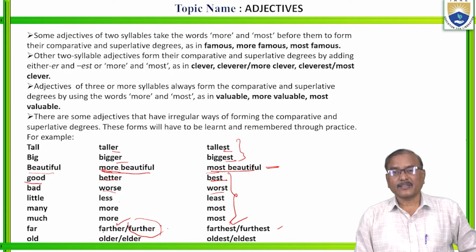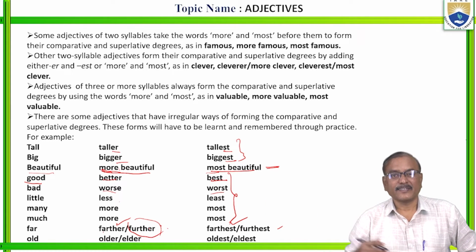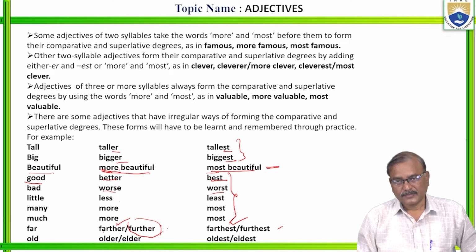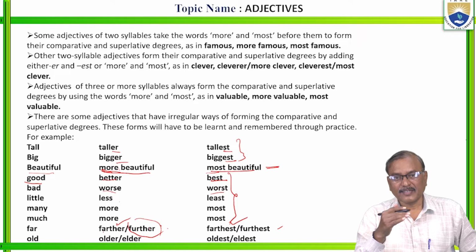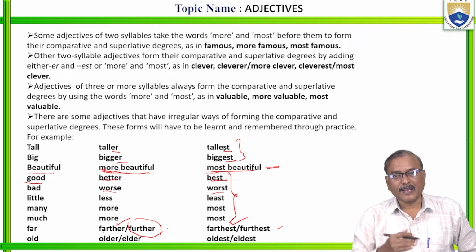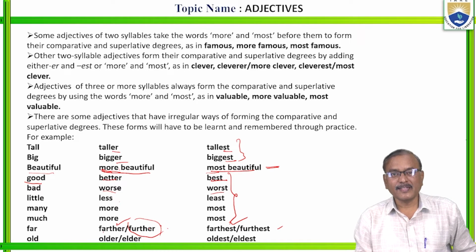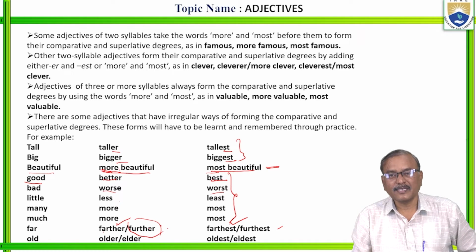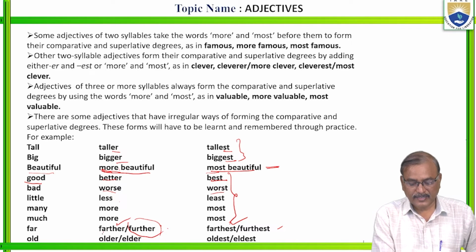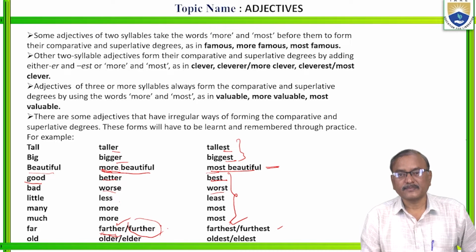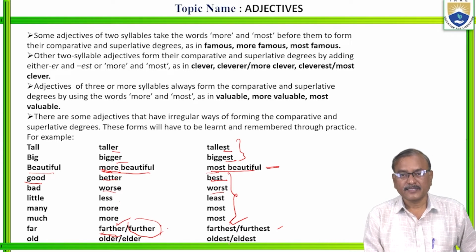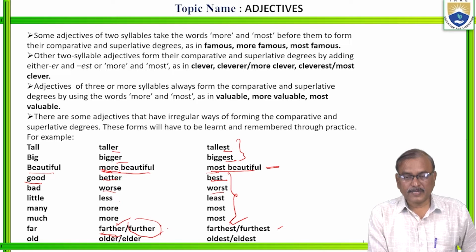The distance, the city is farther. Is it clear? The distance between Delhi and Hyderabad is farther than the distance between Chennai and Hyderabad. In that case, we use farther. Next, old, older, oldest. Is it clear? And you must remember, old, older, oldest.